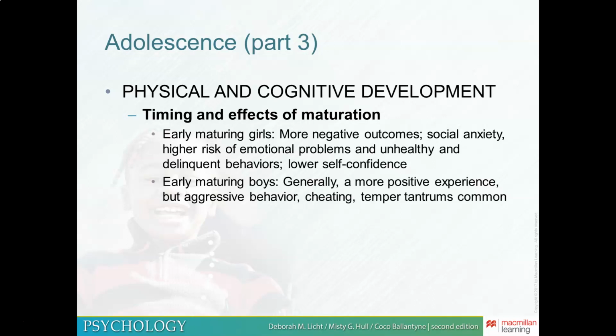So, timing and effects of maturation in adolescence. Girls who usually acquire early maturation may experience more negative results: social anxiety, emotional problems, unhealthy and delinquent behaviors, and lower self-confidence. Whereas early maturing boys may have a more positive experience, but they tend to be a little more aggressive, don't play by the rules, and may experience more emotional tantrums and that kind of thing.